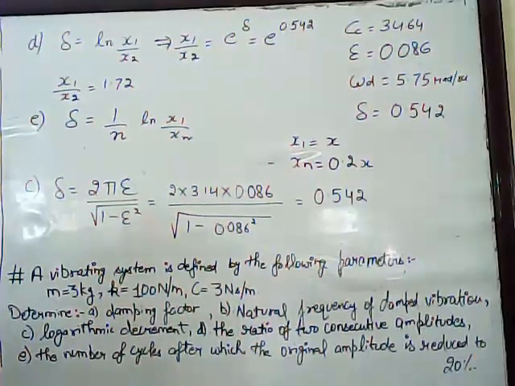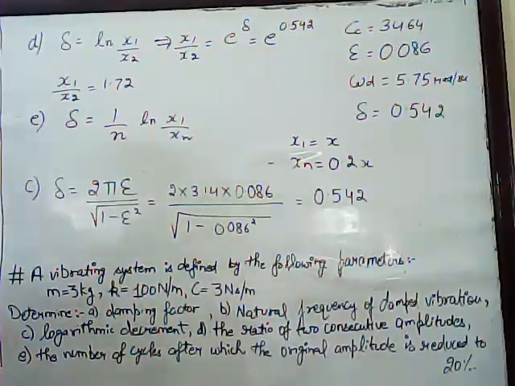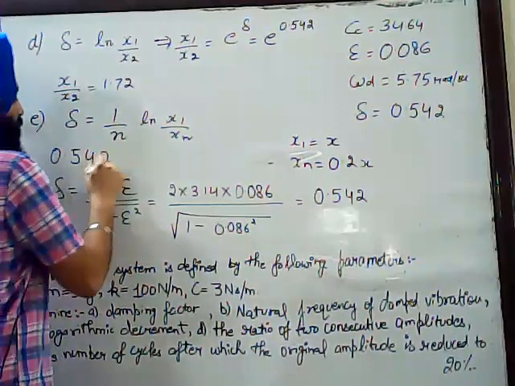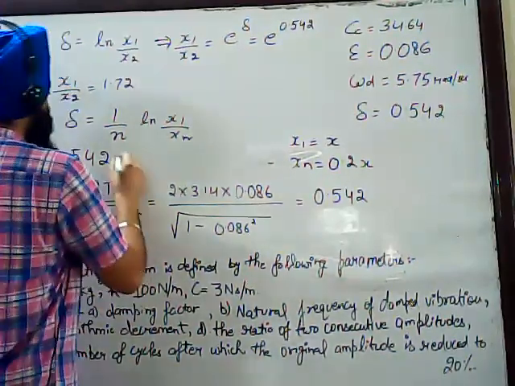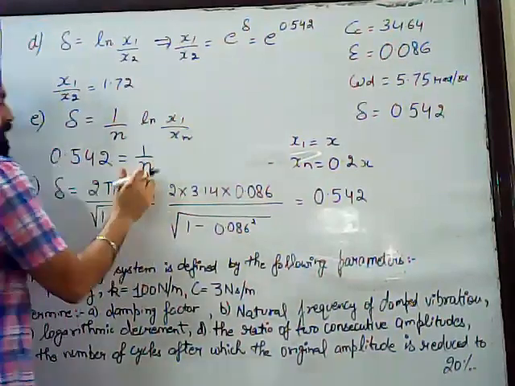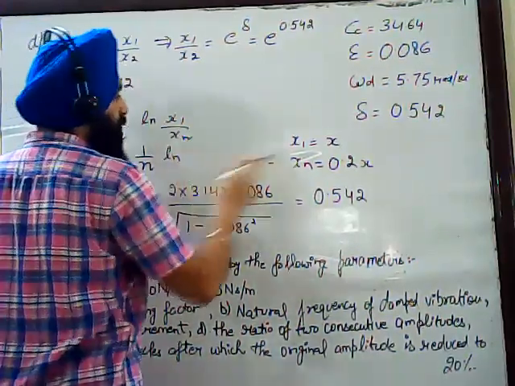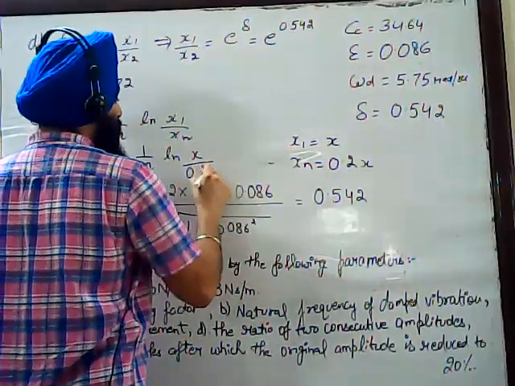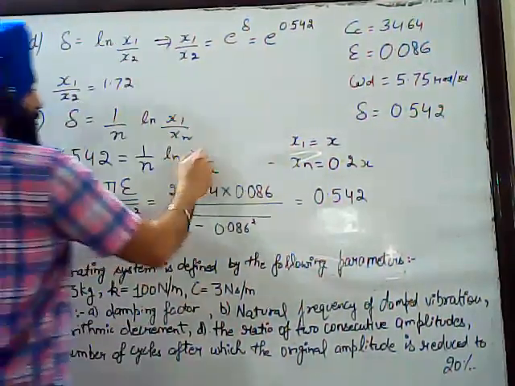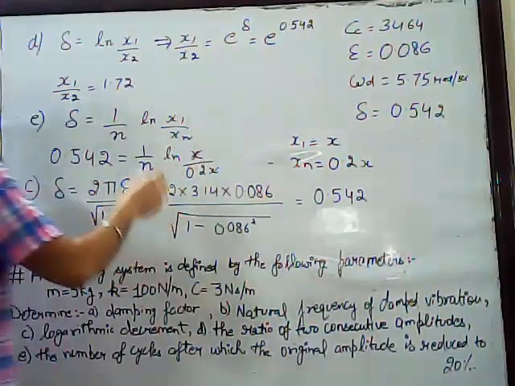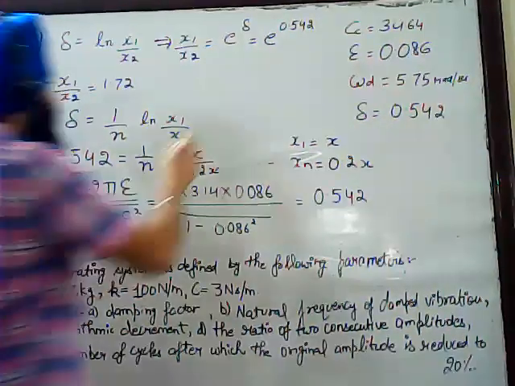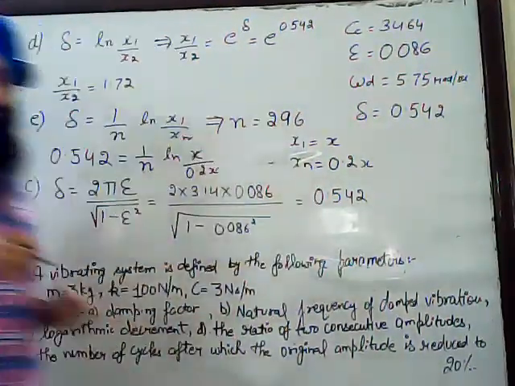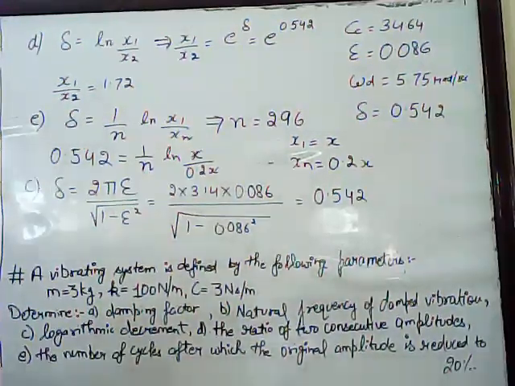So simply put all the values. As we have already calculated, the value of delta is 0.542. This will be equal to 1 by n, and we have to calculate the value of n, into log of x1, where the value of x1 is x, and the value of xn is 0.2 into x. So x and x will be cancelled, 1 by 0.2 will be equal to 5. So we can calculate the value of n. The value of n is 2.96.